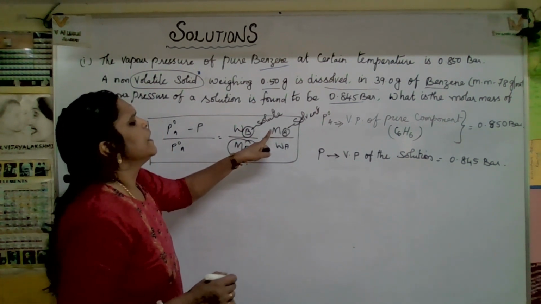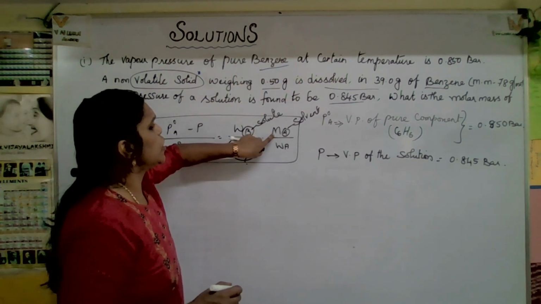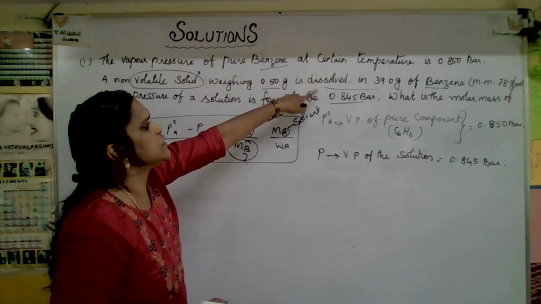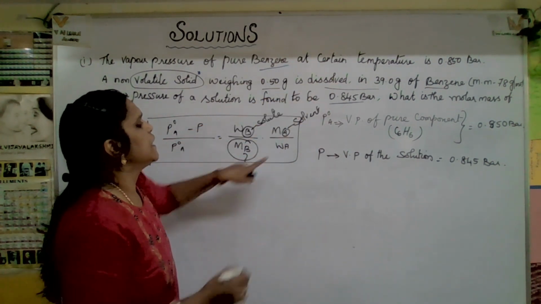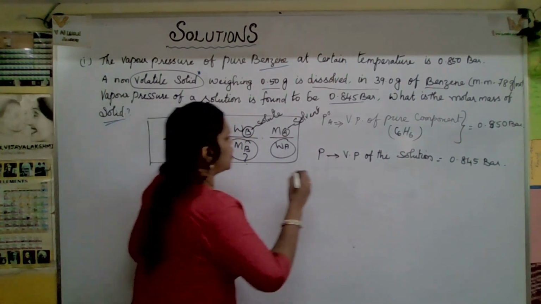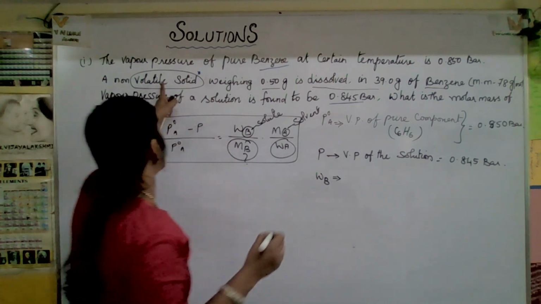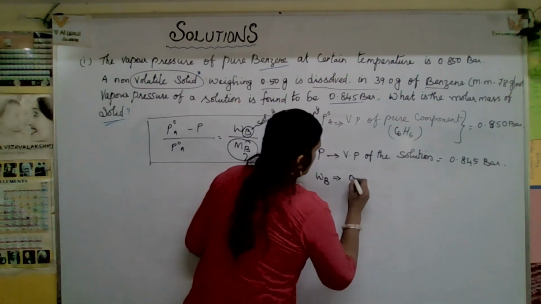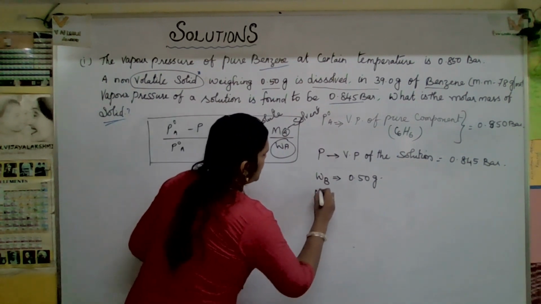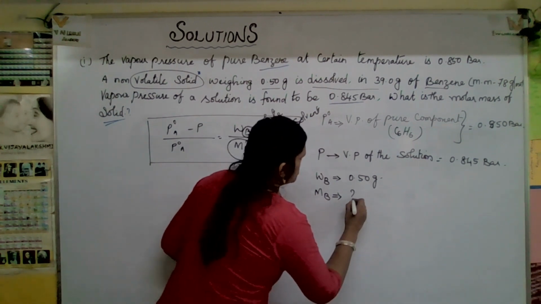The same way here, what is the solvent? Over here, it is benzene. So the molecular mass of benzene and the given mass, how much it has taken for dissolving, this point you have to apply. Now let us go and identify WB. How much gram we have taken? 0.50 gram. Then MB, molecular mass of the given solid, it is a question mark.